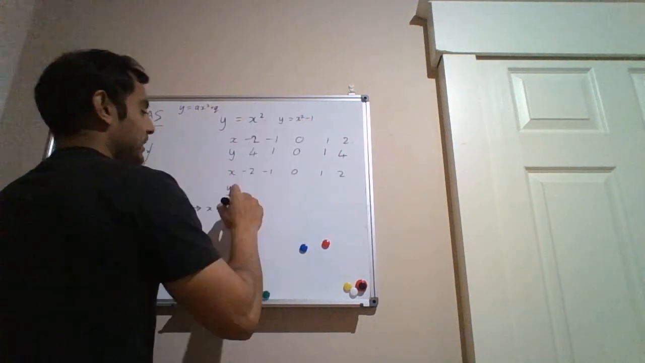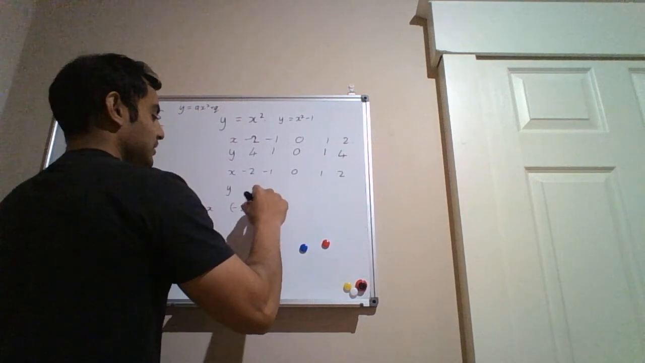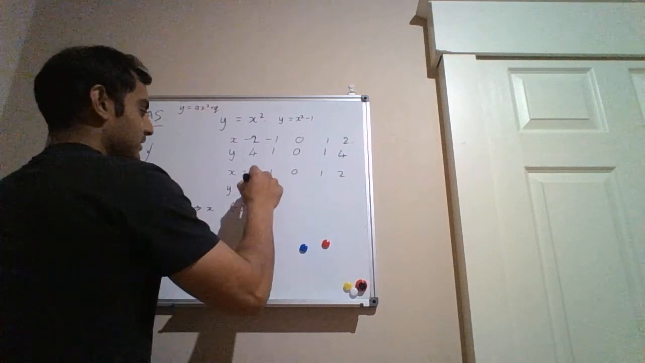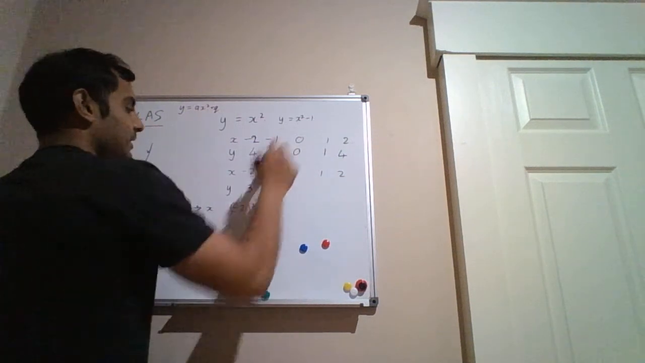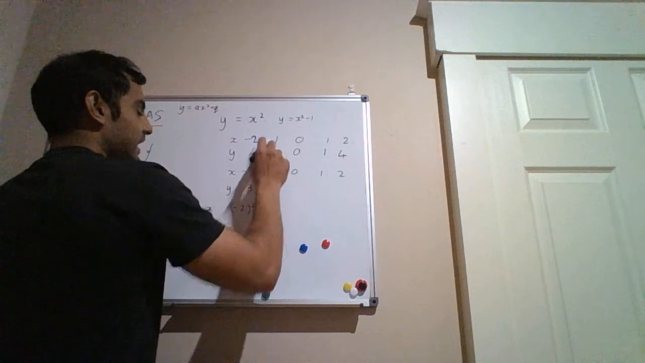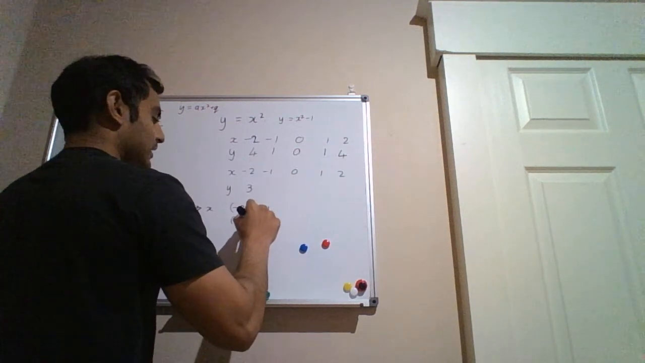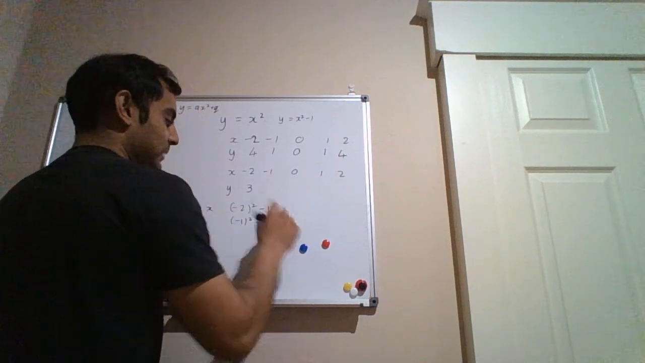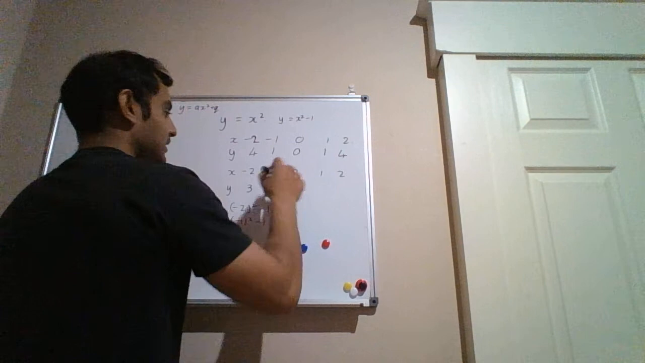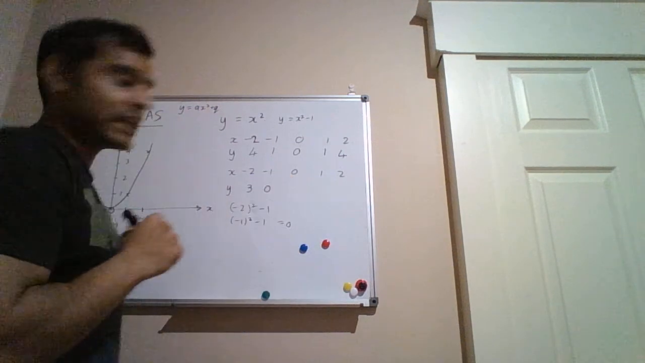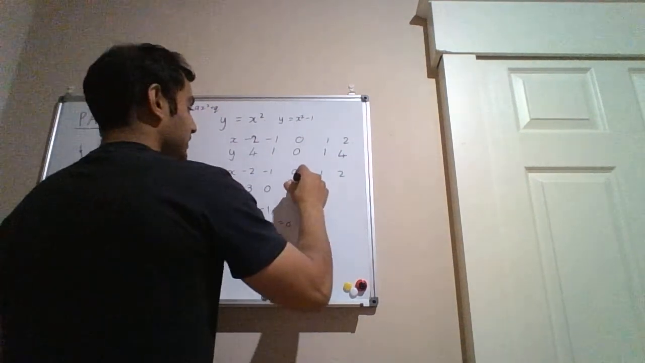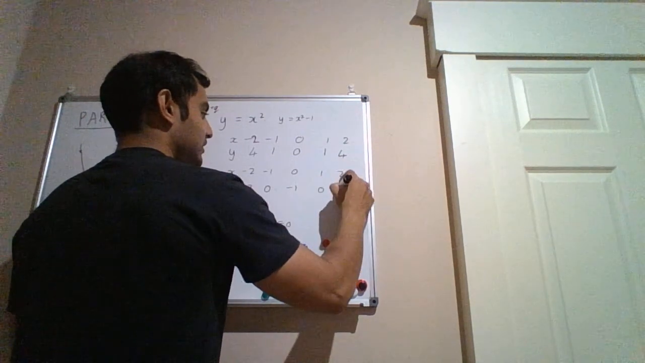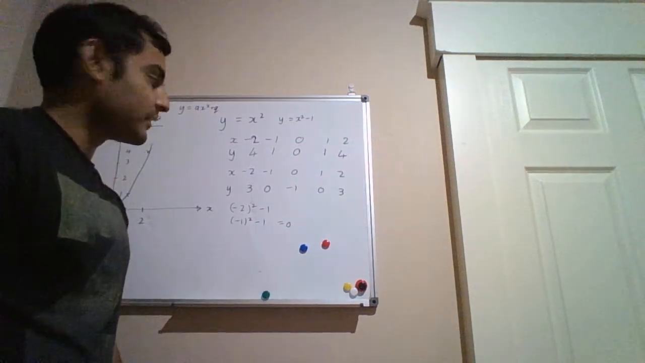So when we substitute minus 2, it's minus 2 squared minus 1. Minus 2 squared is 4, minus 1 is 3. Next point, negative 1. Negative 1 squared minus 1. So it's minus 1 squared is 1, minus 1 is 0. Okay, next point will be 1. Substituting 1, we get 0, and 2, we get 3.